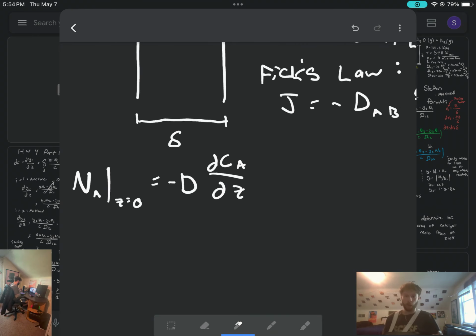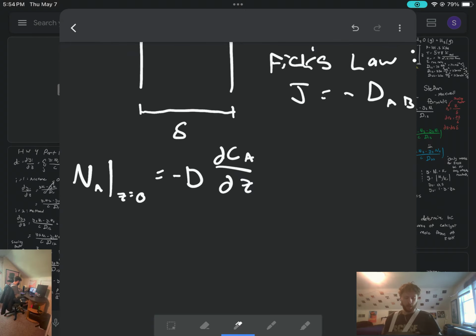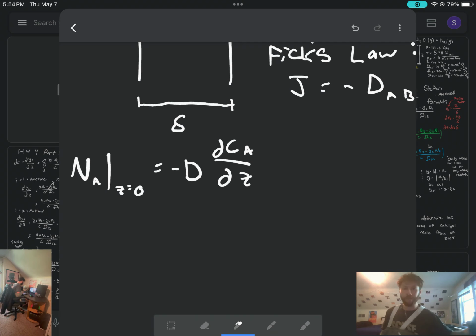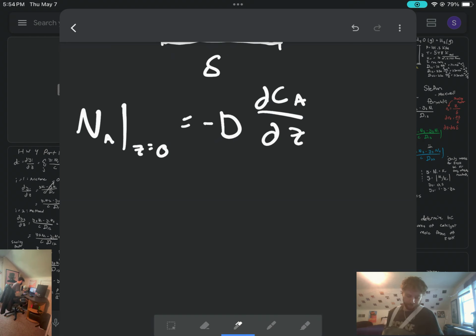We also know that we are at steady state, so our change in concentration with respect to time will be 0. And that'll help us simplify our expression.